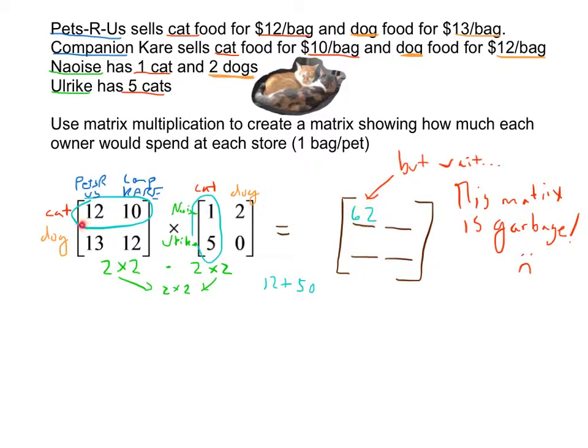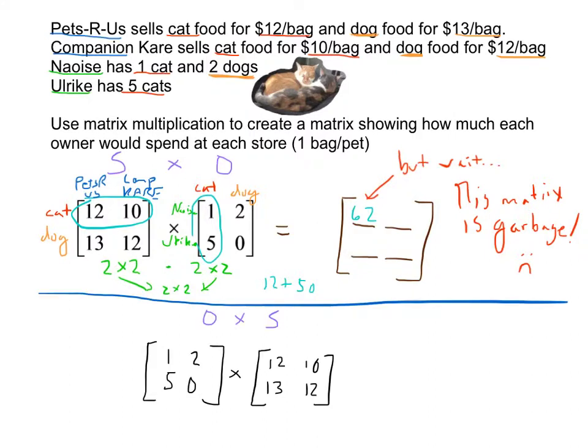So again, how is this 62 made? I'm taking the $12 for cat food at Pets R Us times Nisha's 1 cat plus $10 for cat food at Companion Care for Urika's 5 cats. I'm comparing different stores and different women here. So this 62 is not going to give me what either one of those women pay at a single store. How could I organize this differently? Currently I'm doing the store matrix times the owner matrix. What if I switch that order?